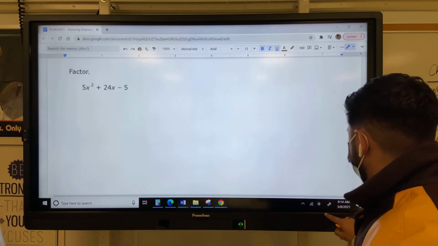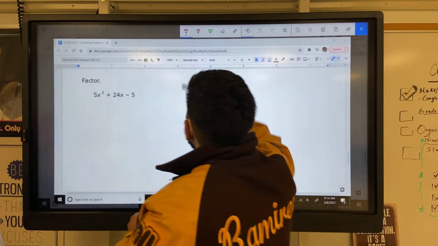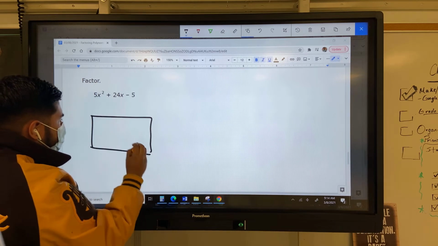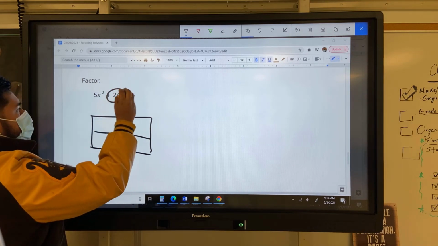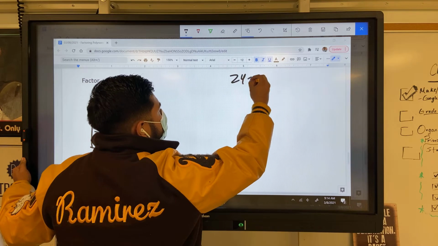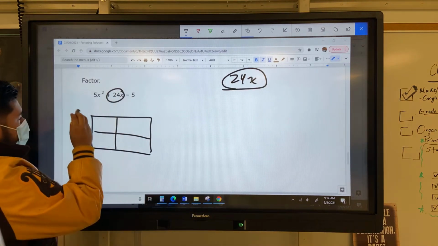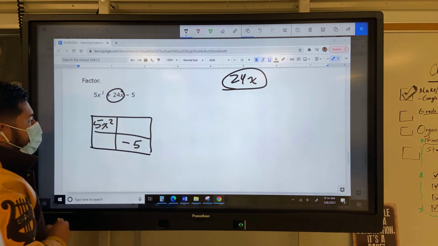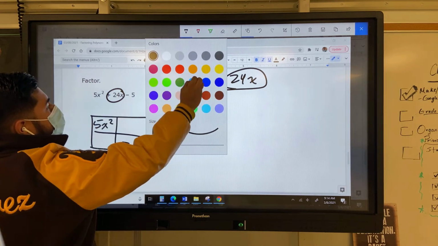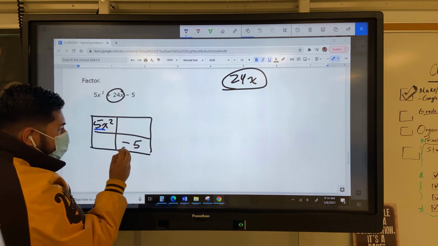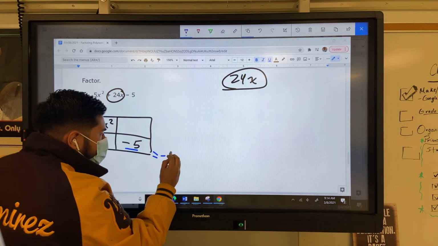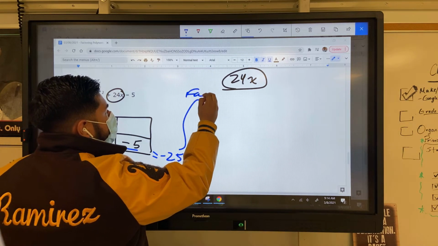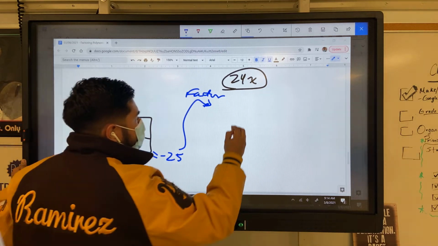I think this is the last one before we get into special cases. Box method. Don't forget 24 is coming over here because that's who I'm following. Okay, we got 5x squared and a negative 5. What do we do first? Multiply 5 times negative 5, negative 25. That's who I'm factoring. Factor that. It's negative 25.